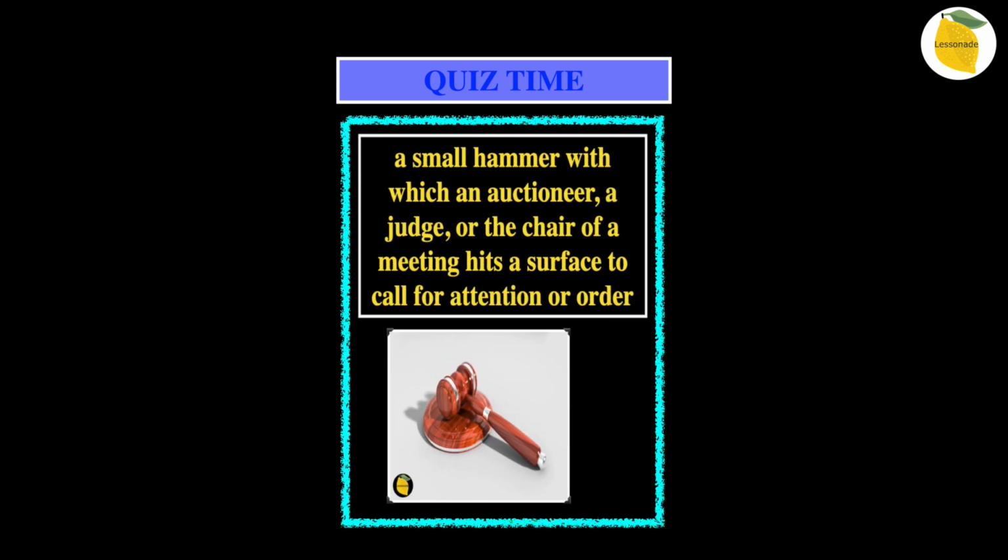A small hammer with which an auctioneer, a judge, or the chair of a meeting hits a surface to call for attention or order. And in this picture, we can see a hammer with a surface which is used by an auctioneer, a judge, or the chair of a meeting to call for attention and order. Now, let's move on to the results to see how well we have done.